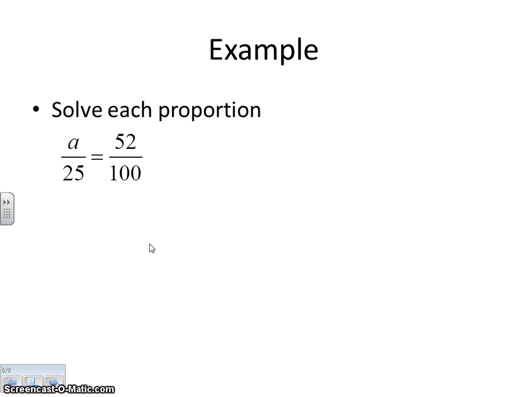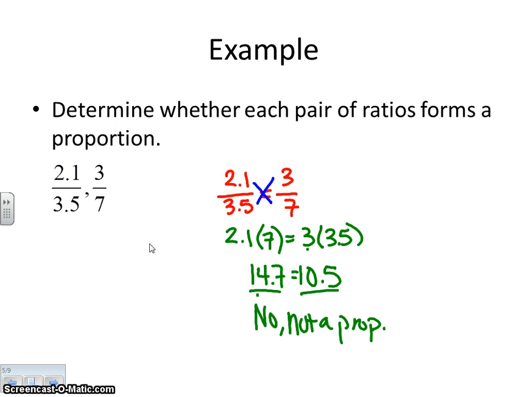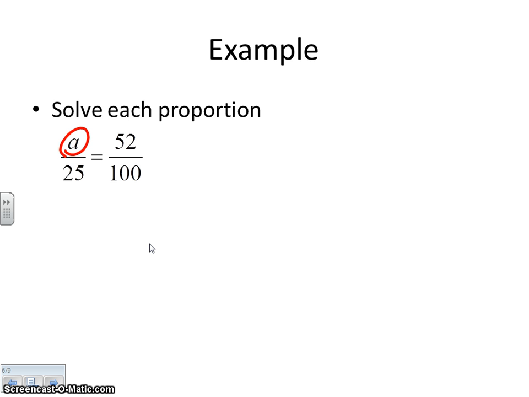Okay, well now we're going to throw in a little bit of algebra. Yay, algebra! So this one, as you can see, is a little bit different than the last one because I have a variable A. Now, I'm going to set this up exactly how I just did, with the two ratios equal to each other. So I have A over 25 equals 52 over 100.